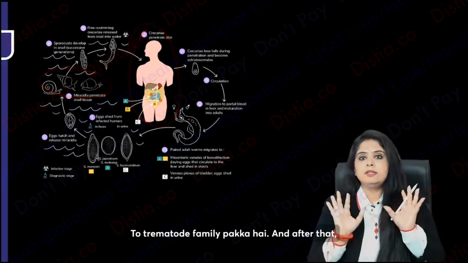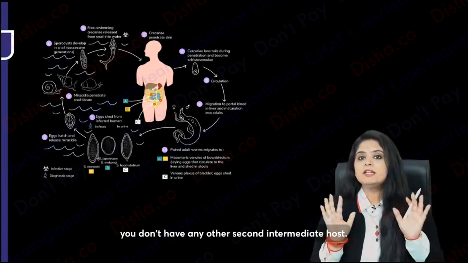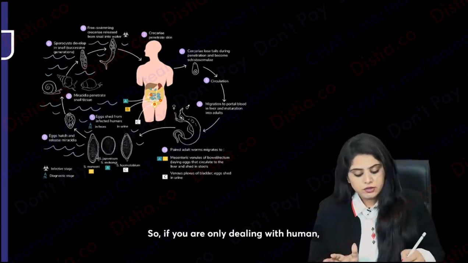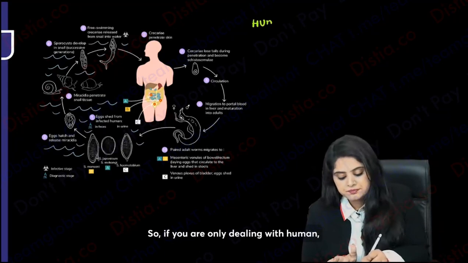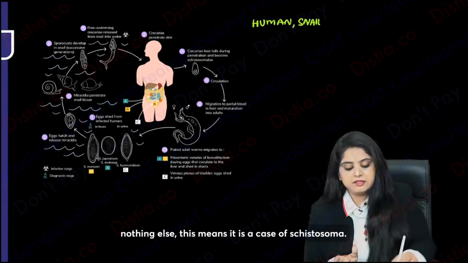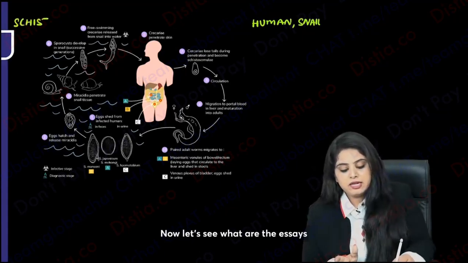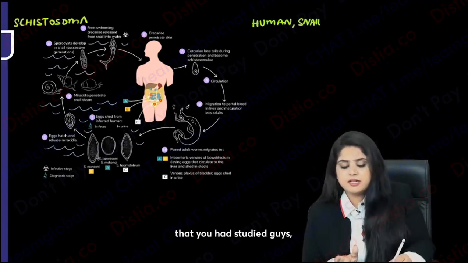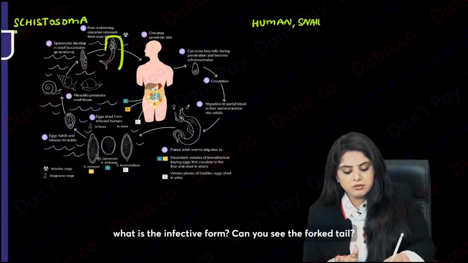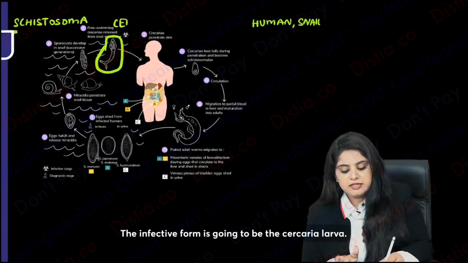So trematode family is confirmed. And after that, you don't have any other second intermediate host. So if you're only dealing with human and you're only dealing with snail, nothing else, this means it is a case of schistosoma. Okay, now let's see what are the S's that you had studied, guys. What is the infective form? Can you see the forked tail? The infective form is going to be the Cercaria larva.